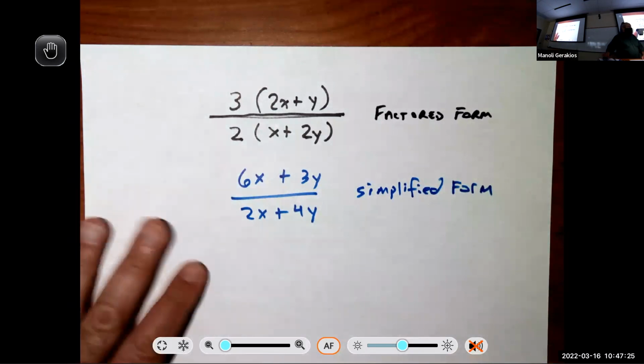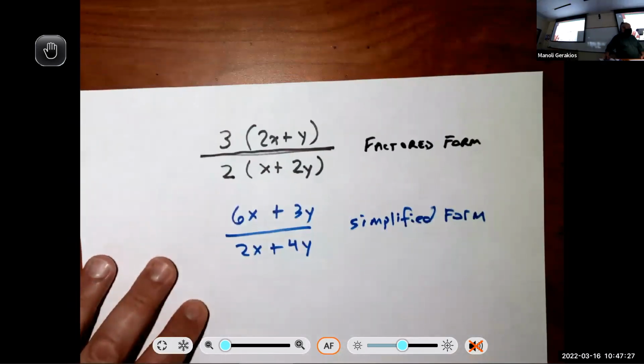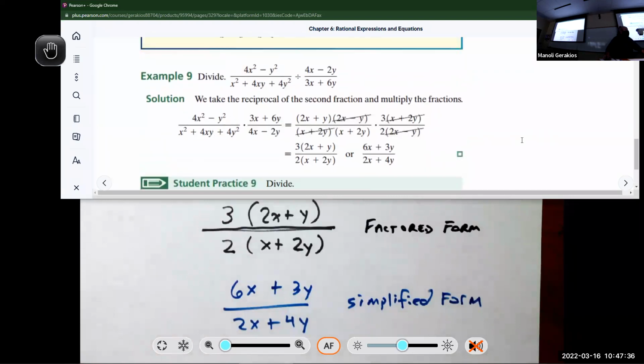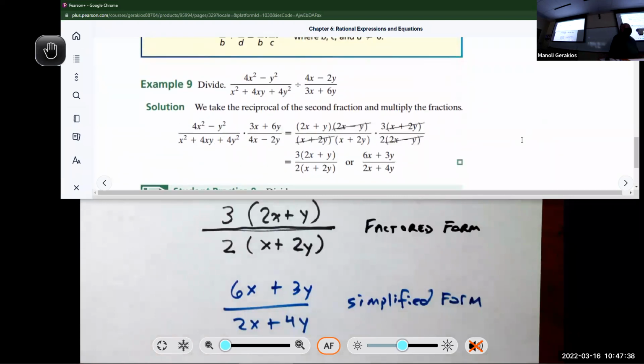So compare what we got now with what your book did. Same thing. Right? It looks the same to me.